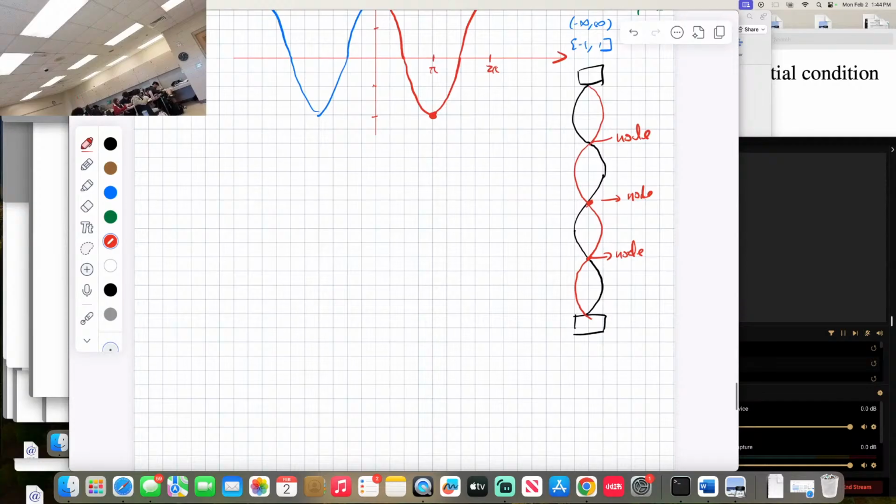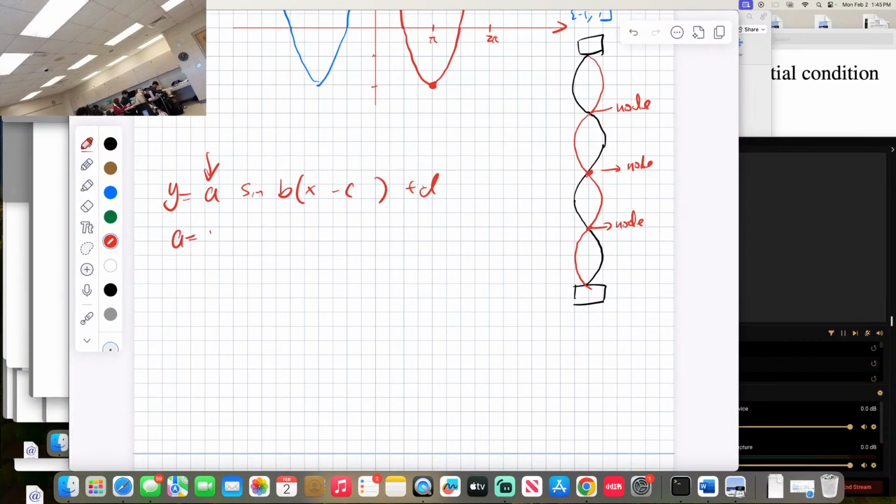Now we're also going to go into a sine or cosine of bx minus c, plus d. So we talked about this last time. A sine bx minus c plus d. What does A stand for? A stands for amplitude. Good. Okay. A stands for amplitude. It's the absolute value of A.